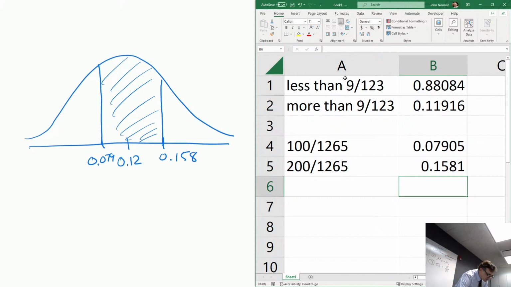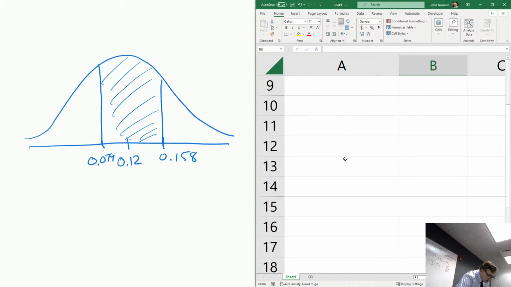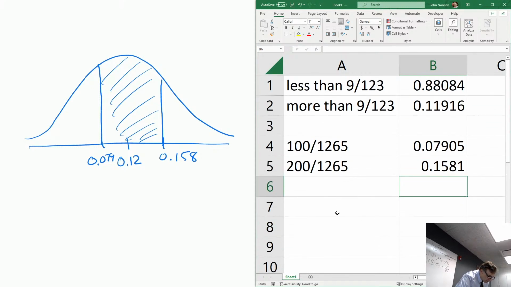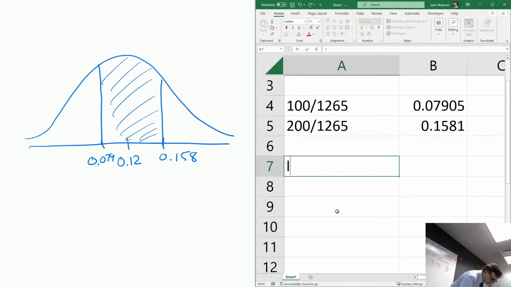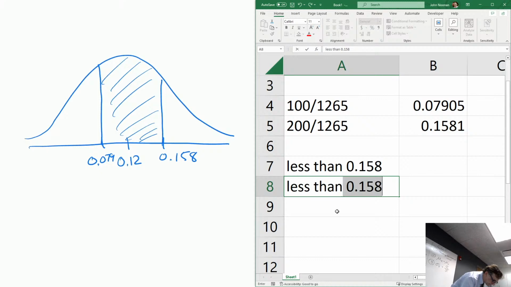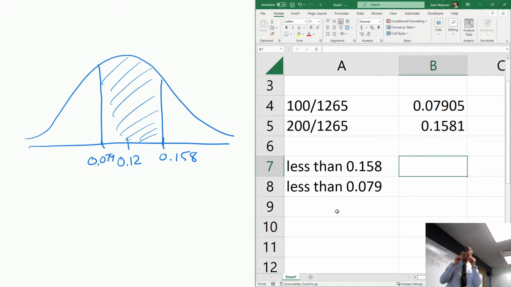But let's go ahead and see if we can do this. So to do this, what I'm going to do is separate this into two pieces. The first one is going to be less than 0.158. The next one will be less than 0.079, and then I'll subtract the two from each other because remember, Excel is leftist. So we're going to do this one first, that'll be the whole thing, this one second, that's just this little piece. Subtract the two, and you'll get the answer we're looking for.